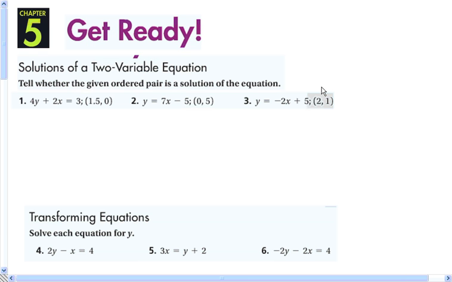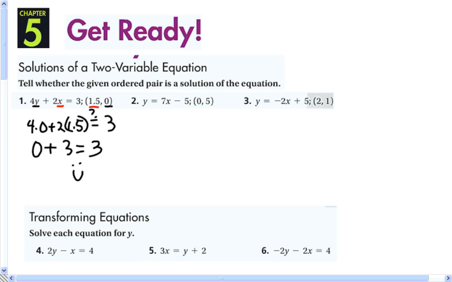So we want to tell whether the given ordered pair is a solution of the equation. That means we want to substitute 1.5 for x and 0 for y, and we want to see if it's true. So if we do 4 times 0 plus 2 times 1.5, see if that's equal to 3. And that's 0 plus 3, and yes, that equals 3, so this is a solution.